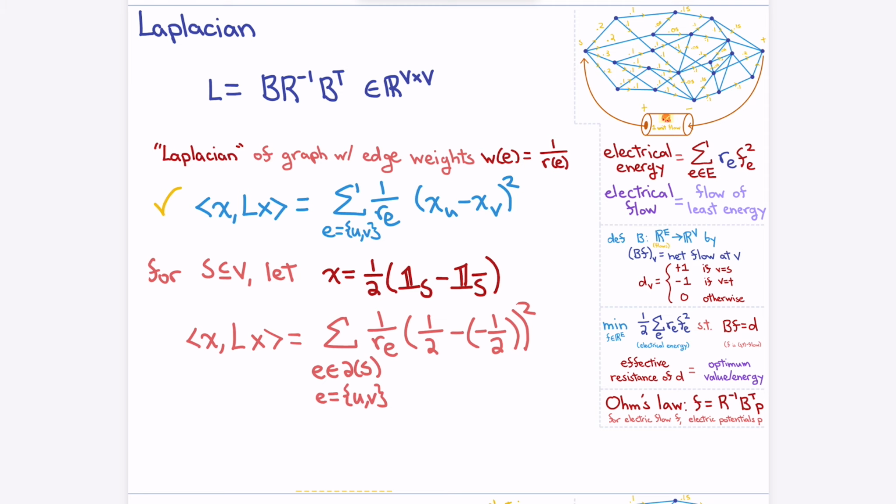So if you're looking at an edge where both endpoints were in S, you get 1/2 minus 1/2. If you're looking at an edge where both endpoints were outside S, you get -1/2 minus -1/2. So they both zero out. So the only edges where there's a difference are the edges going across the cut. Right? So the Laplacian is giving you some kind of sum of square differences over every edge in the graph.